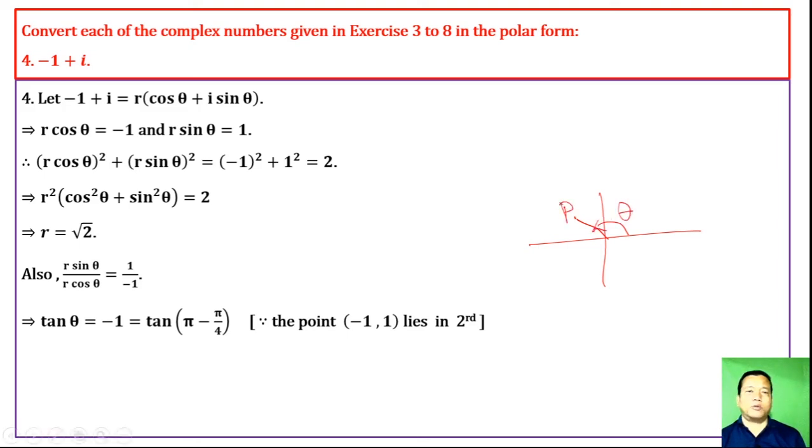The reference angle is pi by 4, which gives theta equal to 3 pi by 4. Therefore, minus 1 plus i can be put in the form root 2 times of cos of 3 pi by 4 plus i times of sin of 3 pi by 4, which is the required polar form.